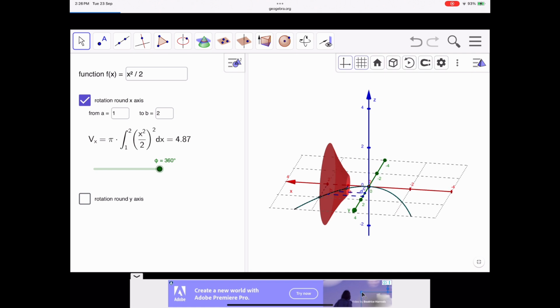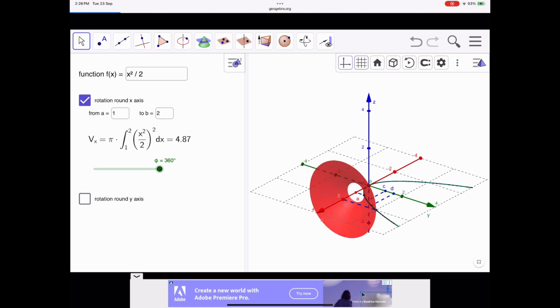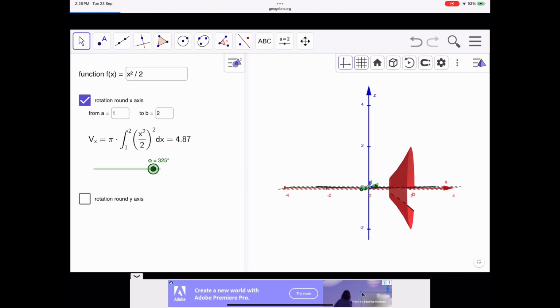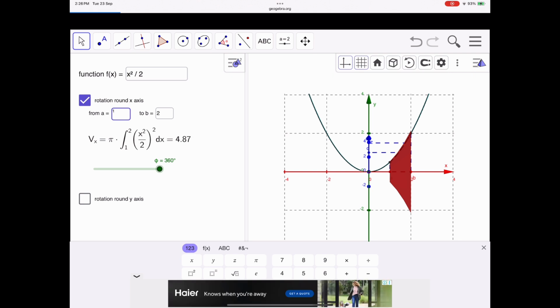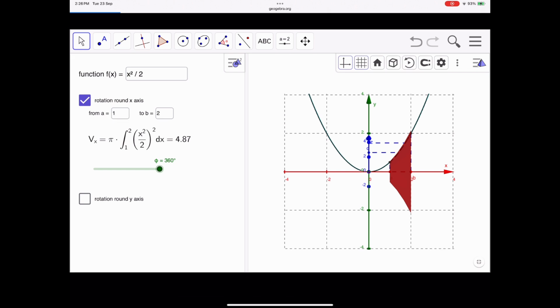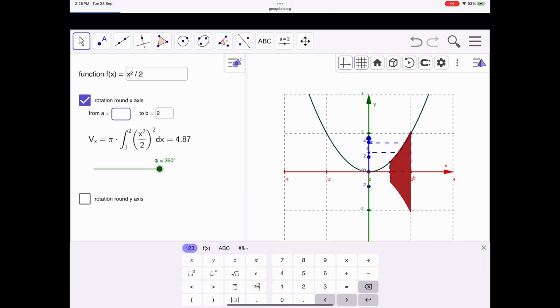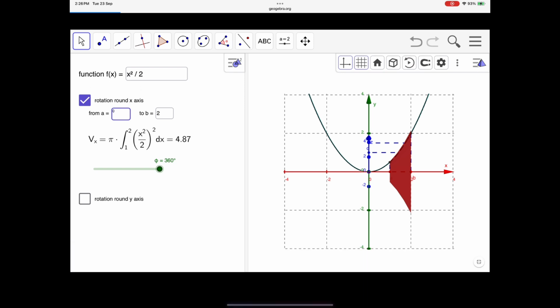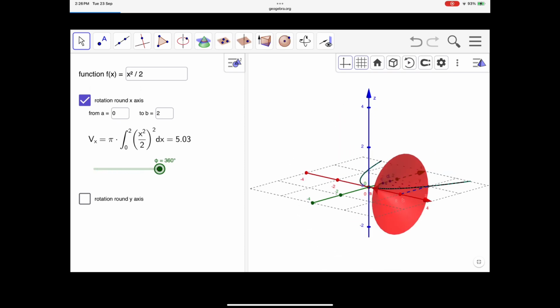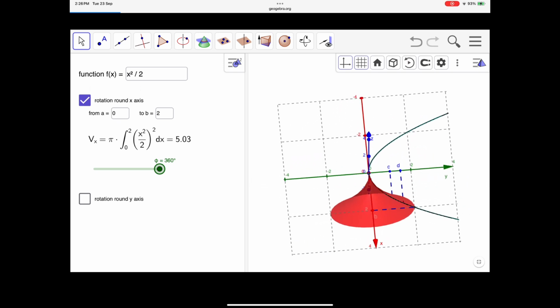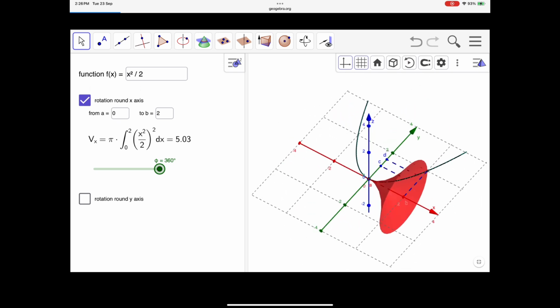And you can kind of see what that looks like there, and how we've rotated that around the x-axis. And obviously I can change the bounds to make it maybe 0. Yep, and so now got something like that, like a spinning top. And that's around the x-axis.